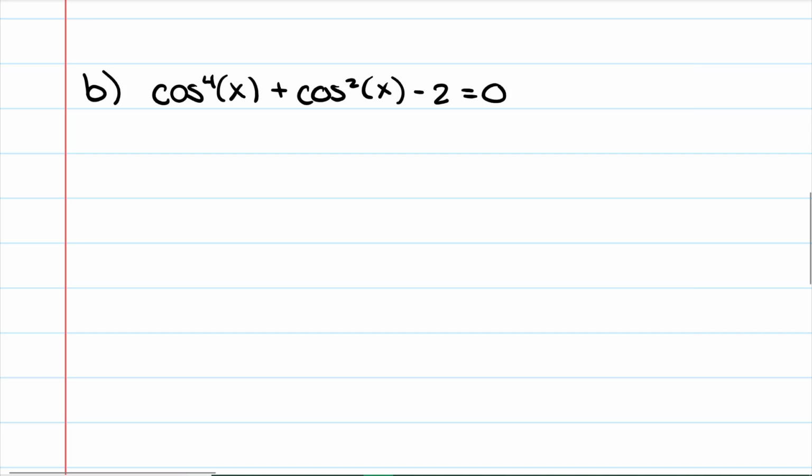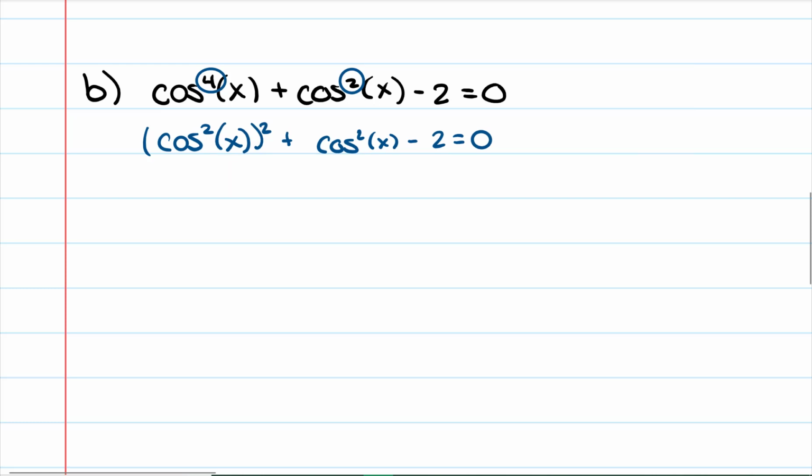Okay, moving on to part B. This problem is structured just a little differently. So as you can see, we have something to the fourth and something squared. What I'm going to do is a calculus trick, but I'm going to show you guys how to do it. You can rewrite cosine to the fourth as cosine squared, squared, plus cosine squared minus 2 is equal to 0.